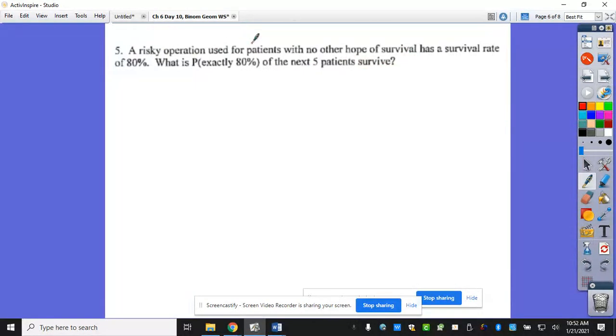Number 5, a risky operation used for patients with no other hope of survival has a survival rate of 80%. What is the probability that exactly 80% of the next 5 patients survive? This one's a little bit tricky because it uses this, and that's talking about 2 completely different things. So what is our probability of success?